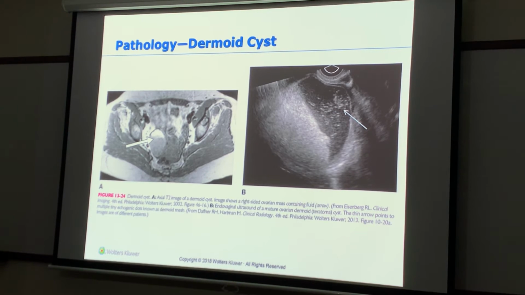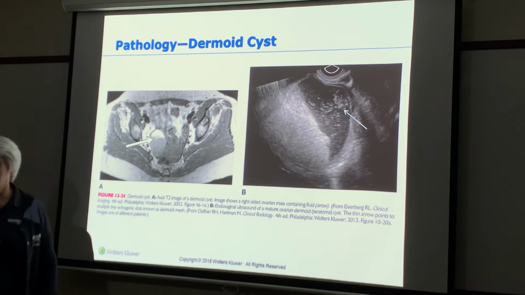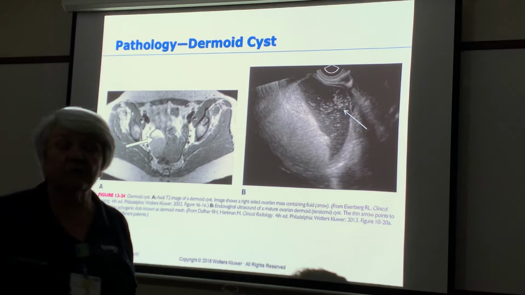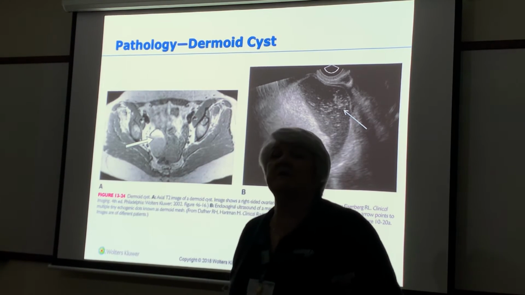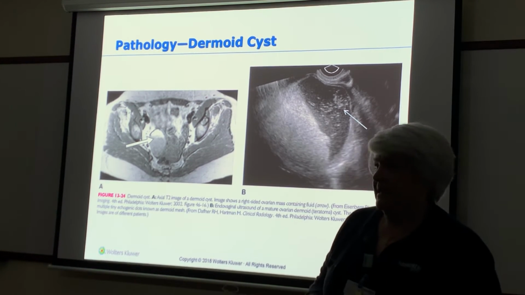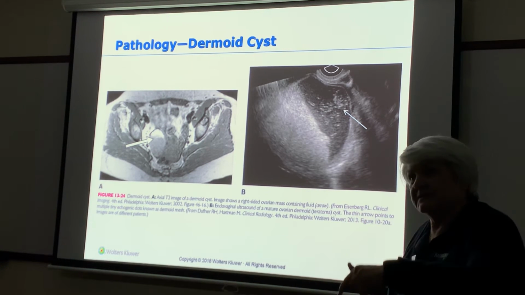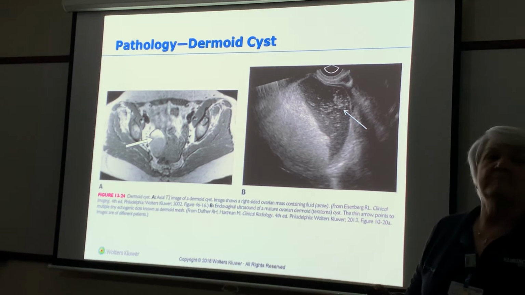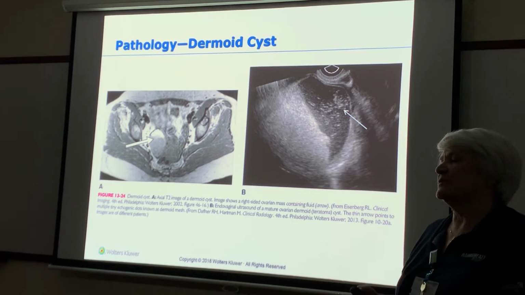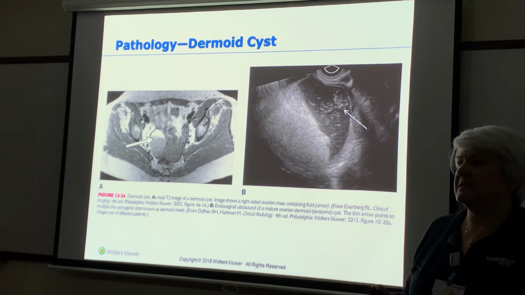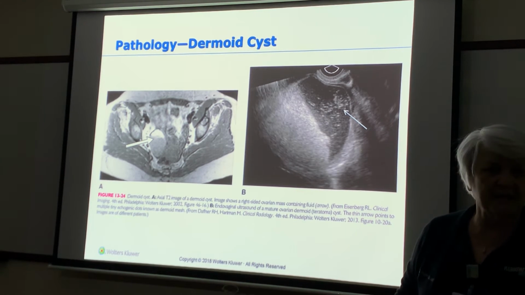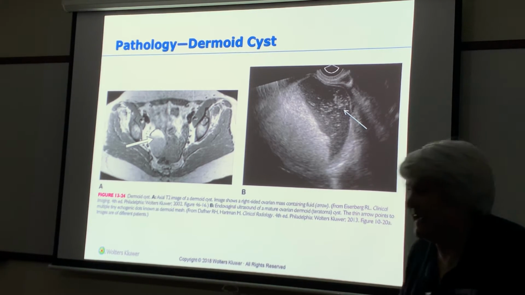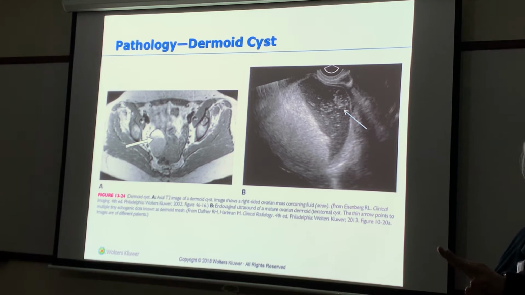Okay. What was this again? Complexity. Posterior. Tip of the iceberg. That's our sonographic description of a dermoid. A dermoid is a teratoma. A teratoma is a germ cell tumor. What are the three? God, my brain is not working today. Yours either. There are 3 germ cell layers.